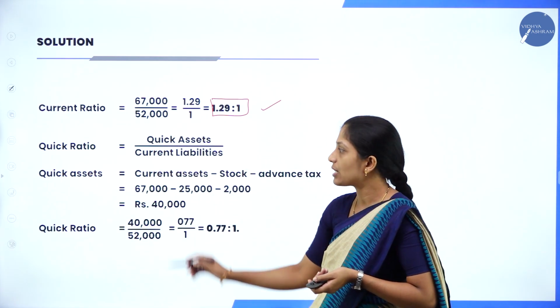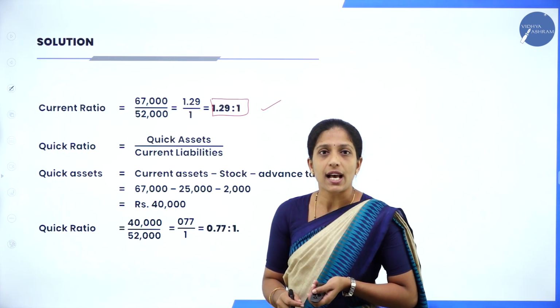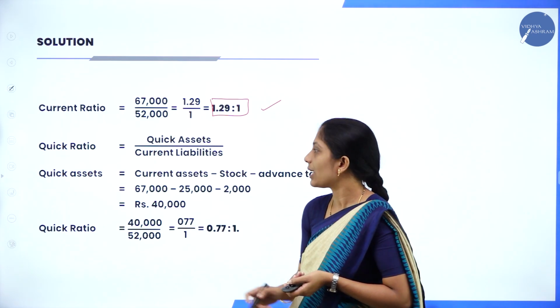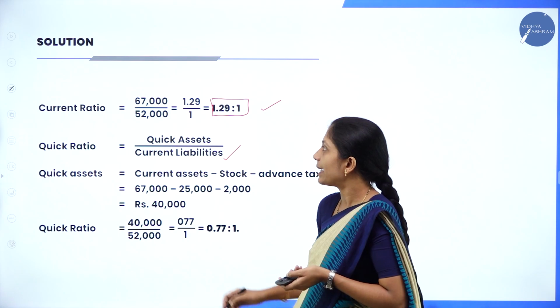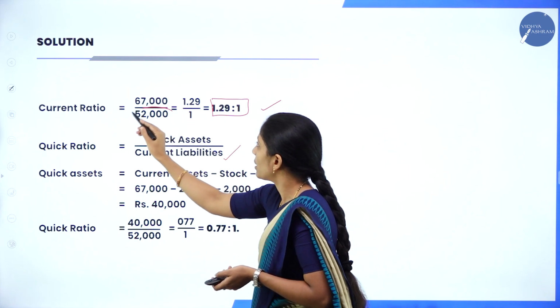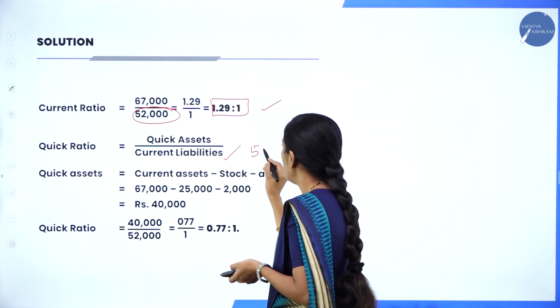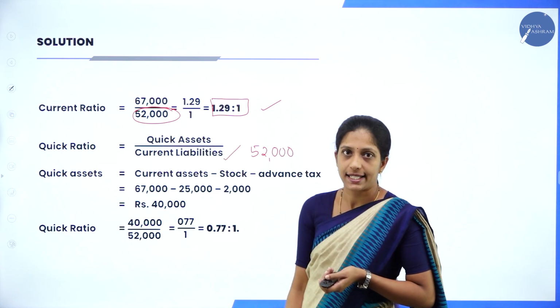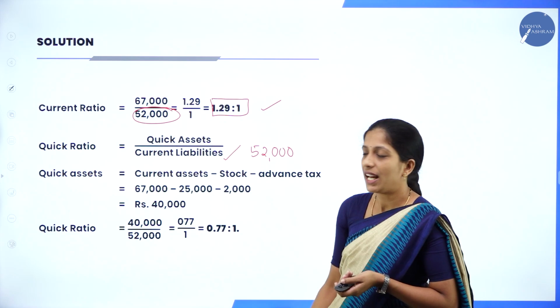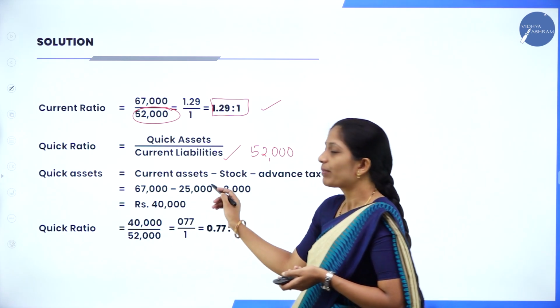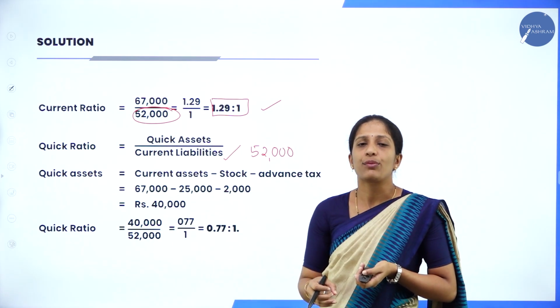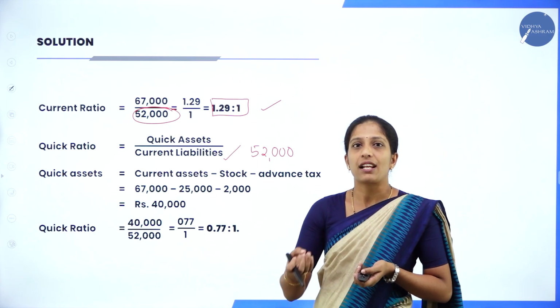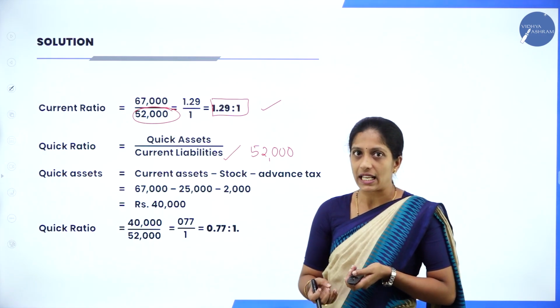So your formula is quick ratio is equal to quick assets divided by current liability. Anyhow, we know the current liability, that is 52,000. But we don't know the quick assets, so we have to apply the formula. Quick assets is equal to current assets minus inventories or stock, minus advance tax, minus prepaid expenses.